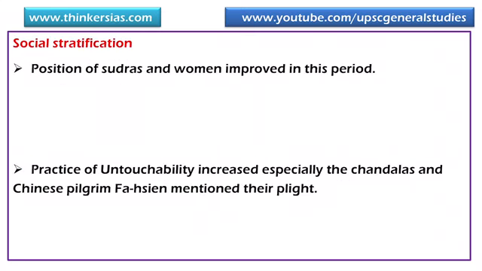Now let us look into social stratification. The position of Shudras and women improved in this period. They were now permitted to listen to the epics and the Puranas, which they were not allowed before, and started worshipping Krishna. The Shudras were mainly represented as agriculturists. The practice of untouchability increased, especially against the Chandalas, and the Chinese pilgrim Fa-Hien mentioned their plight.